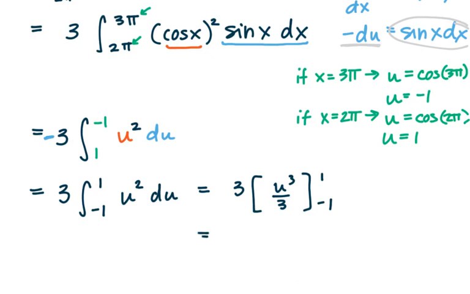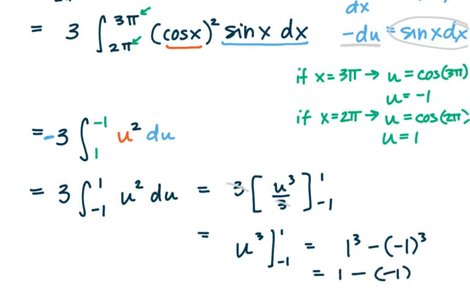My 3's will cancel, and this is u cubed evaluated from 1 to -1, which is 1 cubed minus -1 cubed. 1 minus -1 is 2. So 2 is my answer here. +2 is the value of my definite integral.